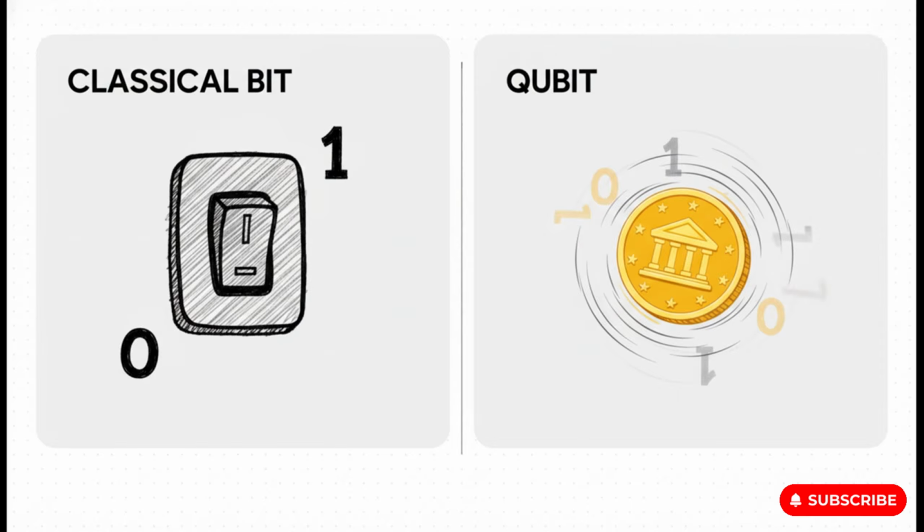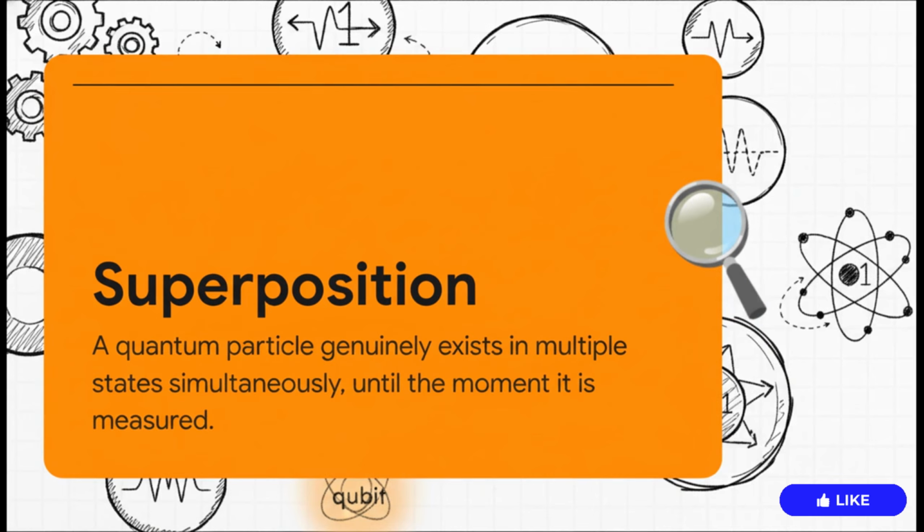It's more like a coin spinning through the air. Before it lands, is it heads or tails? Well, it's kind of both at the same time. So this totally wild idea has a name, superposition. And let's be super clear here. It's not that we just don't know what state the qubit is in. It's that it literally exists in both states at the exact same time. And this right here, this is the first major key to understanding why quantum computers are so unbelievably powerful.